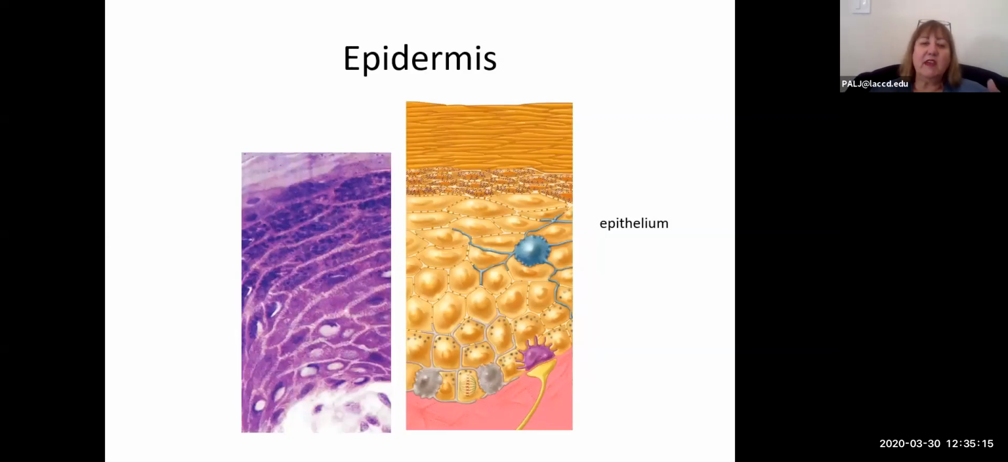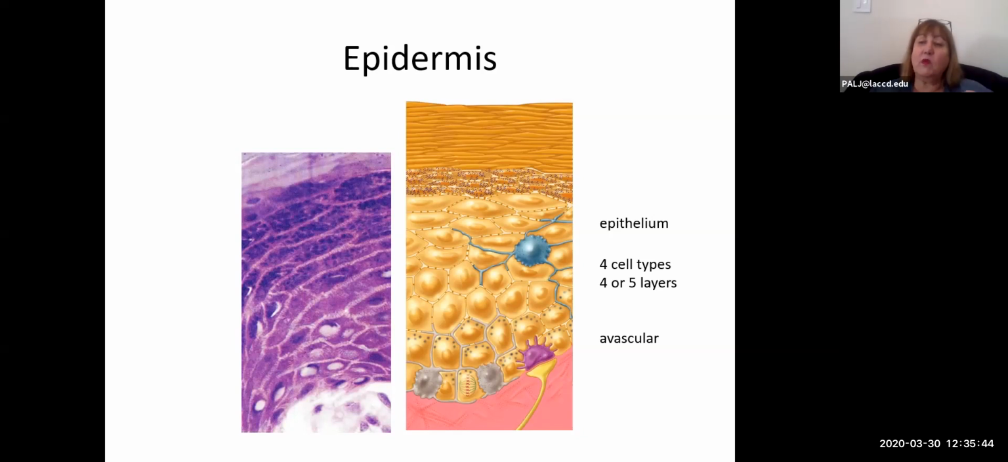Okay. And so here on the left, I have a photomicrograph looking at the epidermis, and on the right, I have a cartoon drawing showing the same type of thing. And basically, the epidermis is the epithelial layers of your skin. Okay, so it's epithelium on the outside, so it's epidermis. And in the epidermis, we have 4 different cell types.